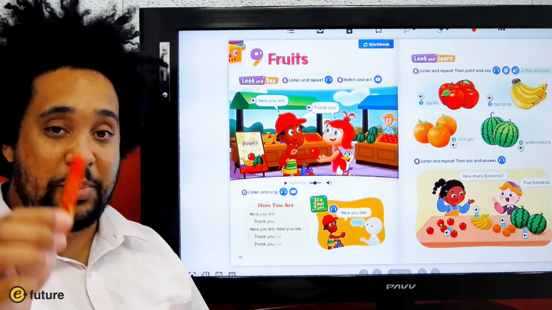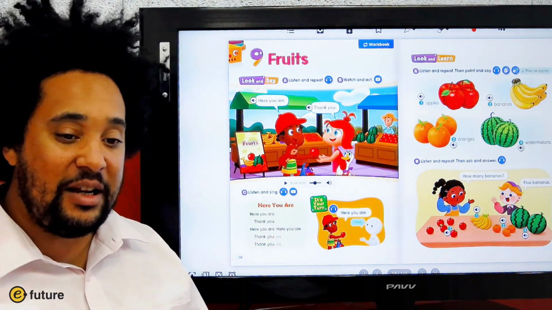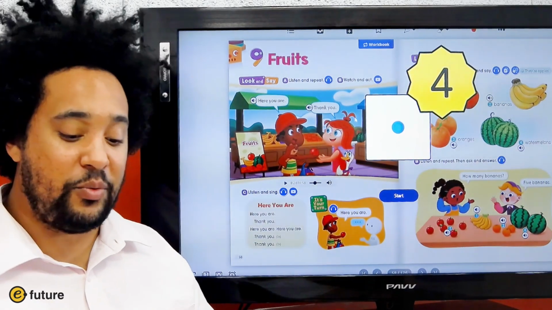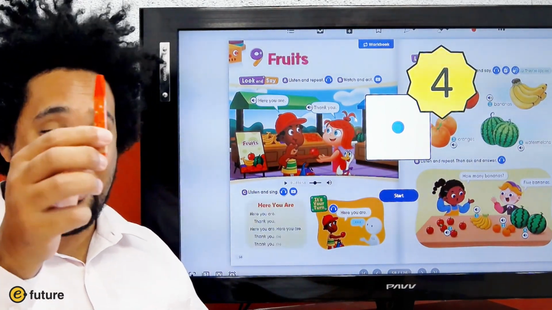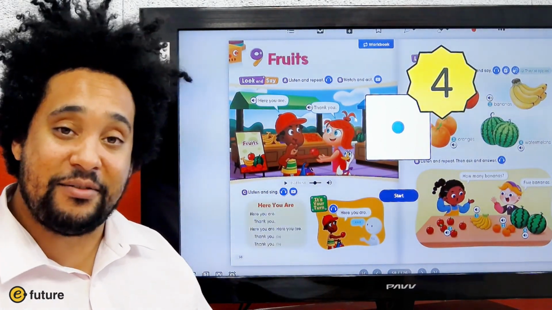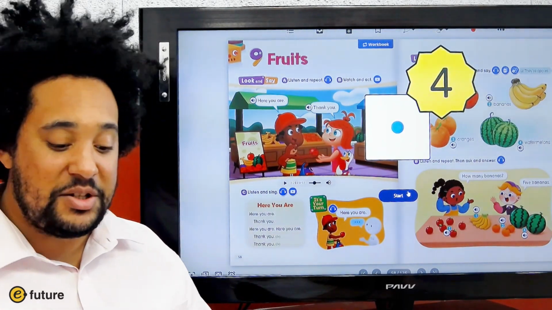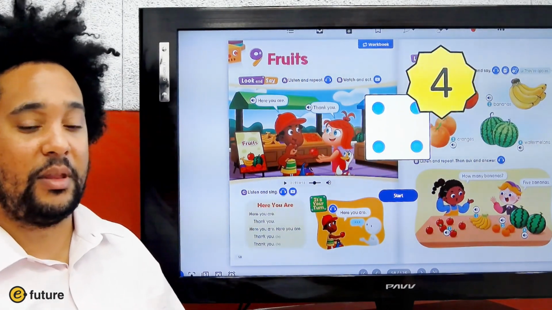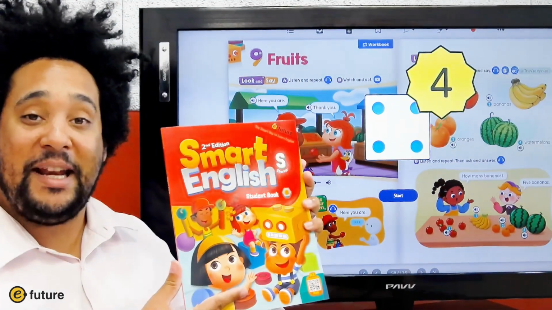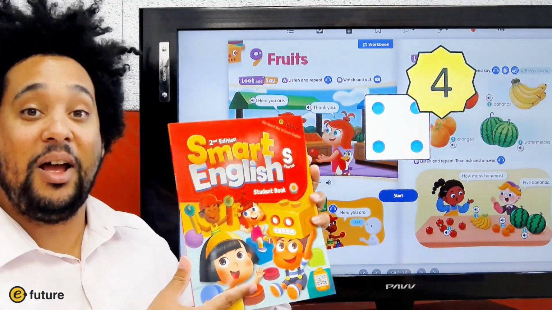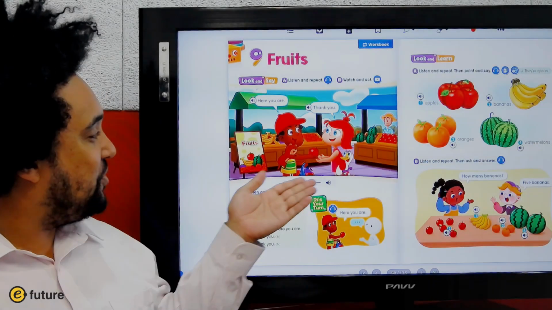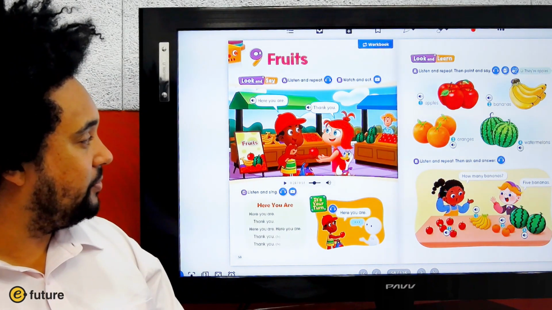Now let's do a quick review game. I will hold up an object and then I will roll this die here. When I roll the die, you will say how many of the object I have, okay? So let's start easy. How many books? 4 books, very good.